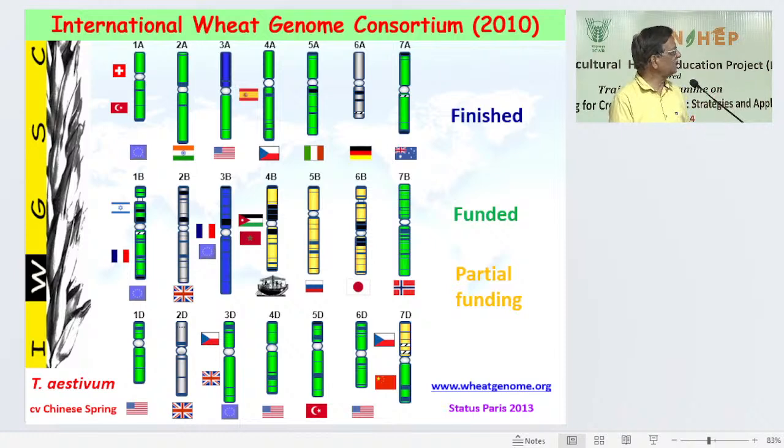And you can see that this one arm is the whole rice genome. 2A short arm is a complete rice genome. 2A long is one more rice genome. So 21 chromosomes, roughly 40 rice genomes. So one chromosome arm is equal to one rice genome.